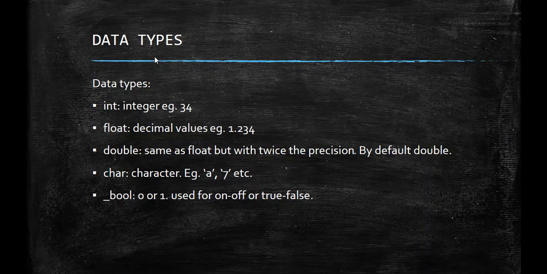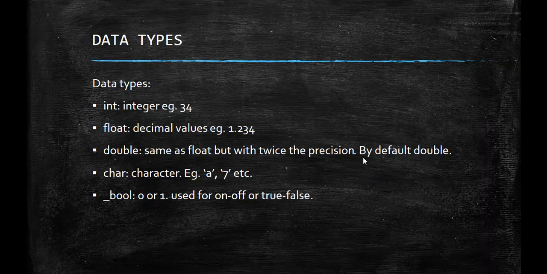Data types. Now data types tell you which type of data can be stored in an identifier. What an identifier is, I'll just tell you. But before that, there are different kinds of data types like int, float, double, char, and bool. And there are examples of these. Int is like an integer, float is like some number with decimal values, and double is same as float but with twice the precision.